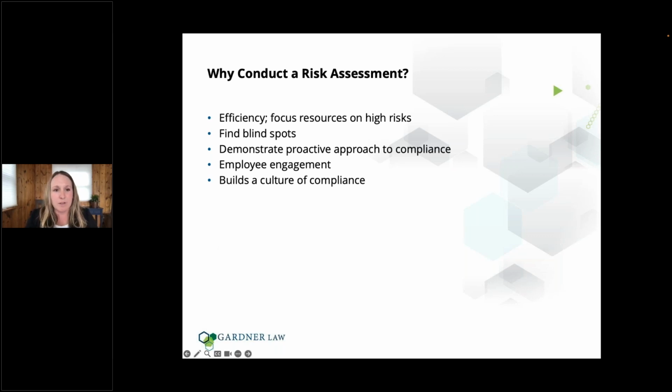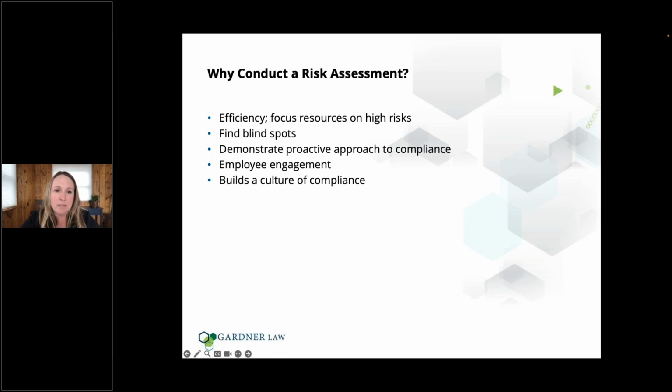Again, along the same lines of the collaboration or proactive approach, having a risk assessment process does demonstrate a proactive approach to compliance. It shows that the company wants to be proactive, they want to be targeted, and they want to address the risks that truly do matter and do impact their business.